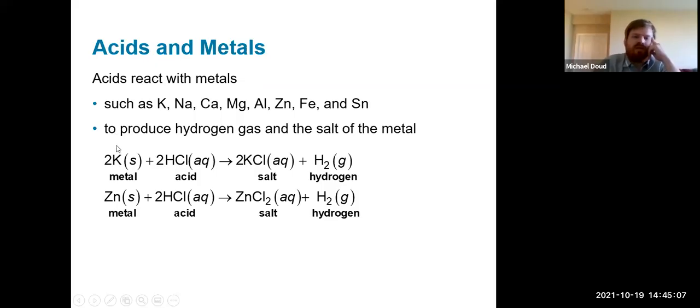When you put a metal such as potassium or zinc in hydrochloric acid, the potassium replaces the hydrogen and you get a single displacement reaction where you form a new salt, in this case potassium chloride, and hydrogen gas. The same thing happens with zinc when it reacts with hydrochloric acid. It produces zinc chloride and hydrogen gas. And the metals that it will react with include potassium, sodium, calcium, magnesium, aluminum, zinc, iron, and tin. You don't need to memorize that. It's just an example that only some metals are reactive enough to react with the acid. Other metals will not react with acid.